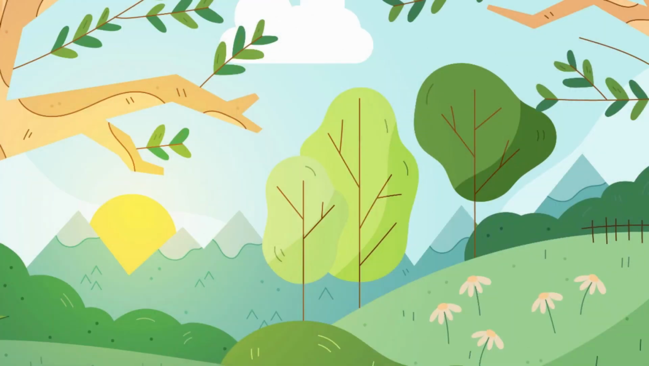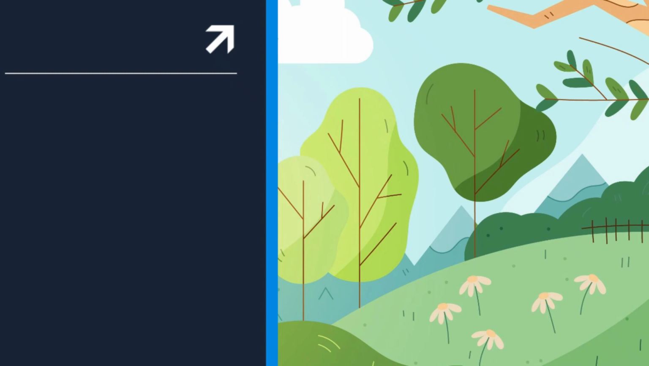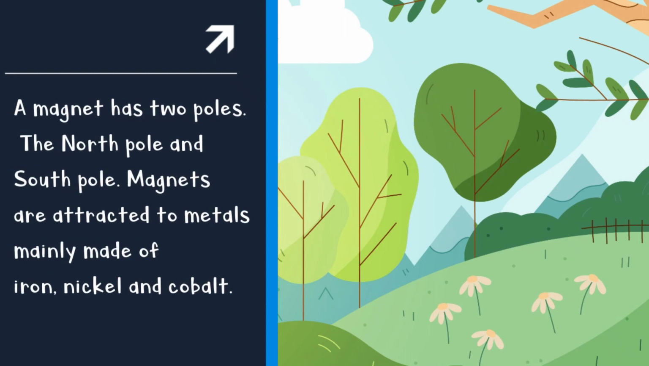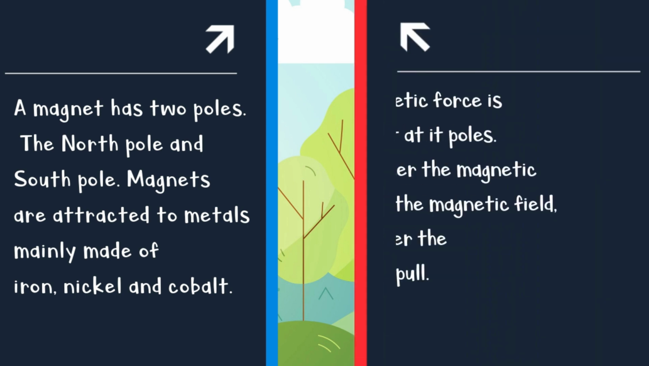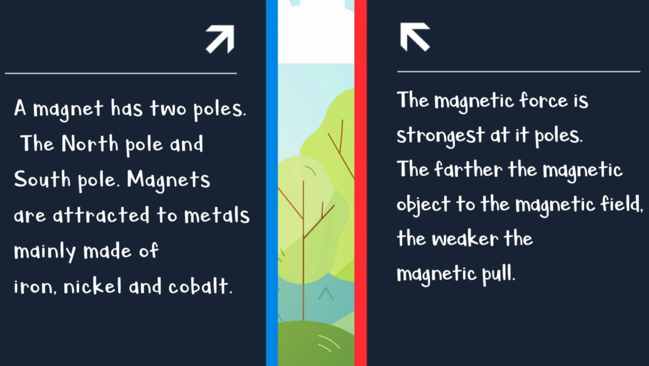Remember, a magnet has two poles, the North Pole and the South Pole. Magnets are attracted to metals mainly made of iron, nickel, and cobalt. The magnetic force is strongest at its poles. The farther the magnetic object is from the magnetic field, the weaker the magnetic force.